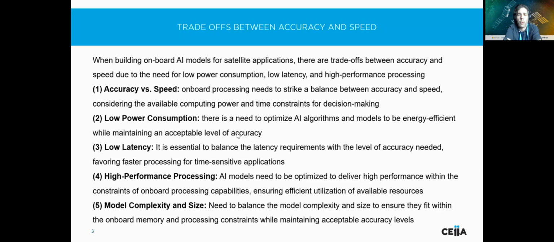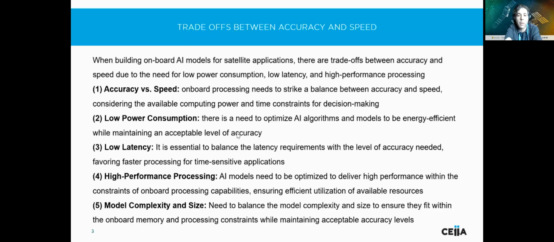When building onboard AI models for satellite applications, there are some trade-offs between accuracy and speed due to the need for low power consumption, low latency, and high performance processing. Here we have some key considerations. So the onboard processing needs to strike a balance between accuracy and speed, considering the available computing power and time constraints for decision making. There's a need to optimize AI algorithms and models to be energy efficient while maintaining an acceptable level of accuracy. It is essential also to balance the latency requirements with the level of accuracy needed, favoring faster processing for time-sensitive and emergency scenarios.